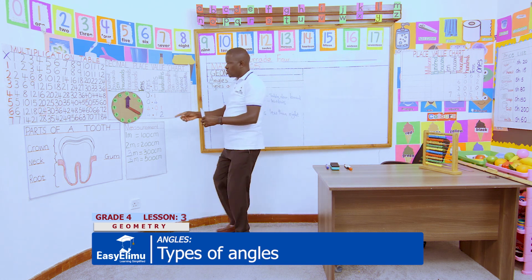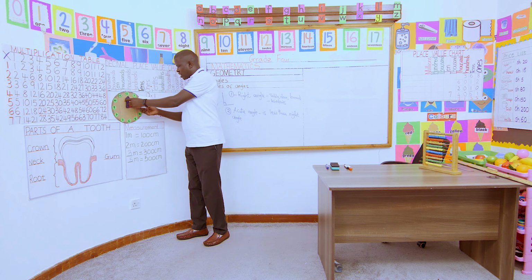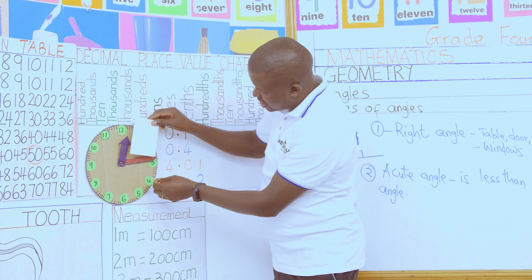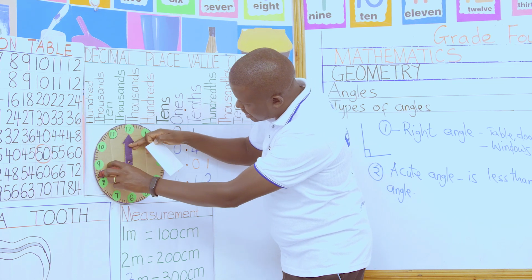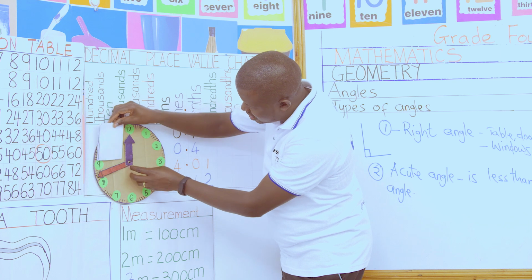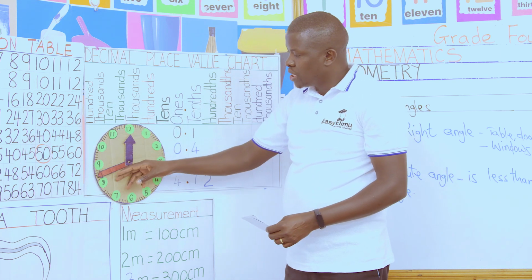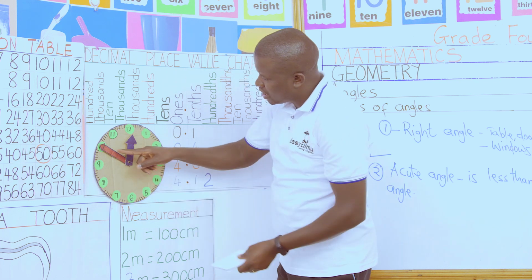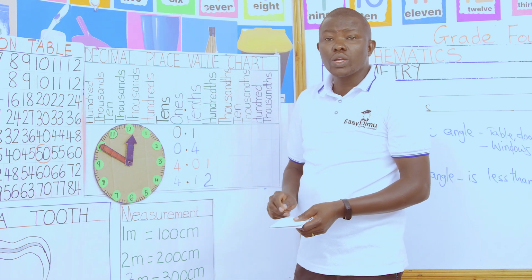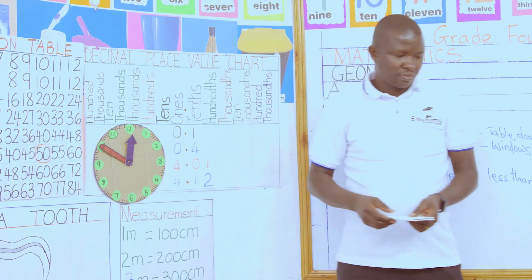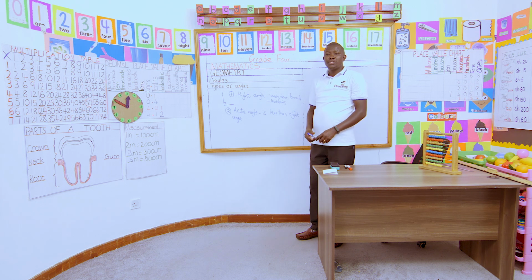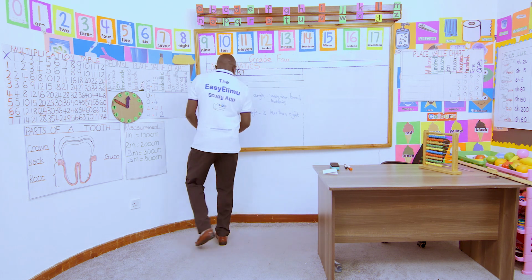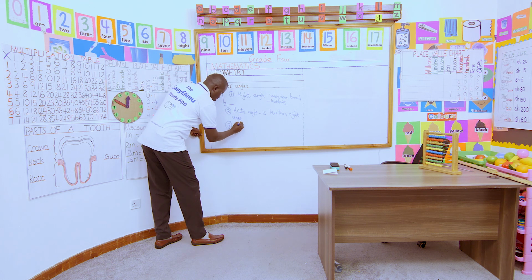Let us try using our clock face. This is the type of angle. Does it fit this one? It does not fit. It is a bit smaller. Or if I put it like this, it is a bit bigger. It does not fit well. This angle formed here is not equal to this one, so we call it acute angle. Our third type of angle, we call it obtuse angle. Number 3, obtuse angle.